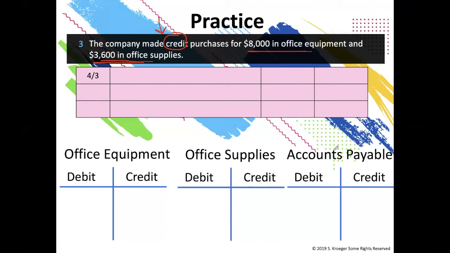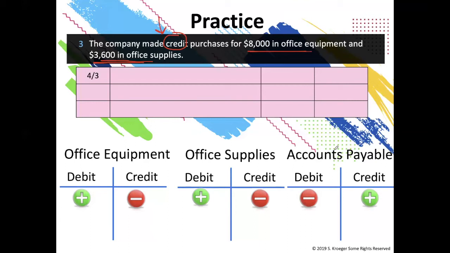Now, what type of an account is office equipment? That would be an asset. So it follows the rules where debits are the positive side. What about office supplies? What type of an account is that? That is also an asset account. So it follows the same rules as office equipment. And lastly, accounts payable. What type of an account is that? That would be a liability account, which works the opposite of the assets. It has a credit balance.